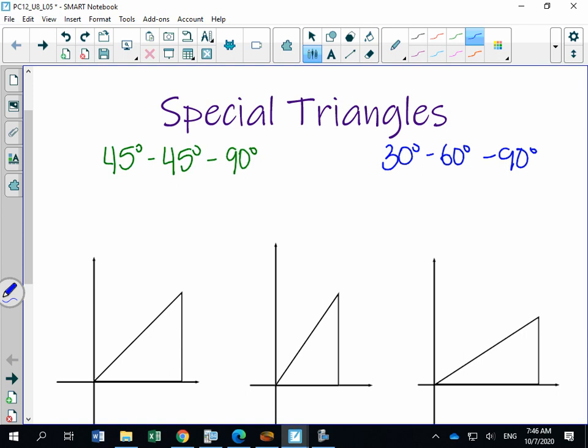There's a counting system that I use in order to do these special triangles, and if you remember this counting system, you will be able to create the special triangles. If you can create the special triangles, you'll be able to generate the unit circle.